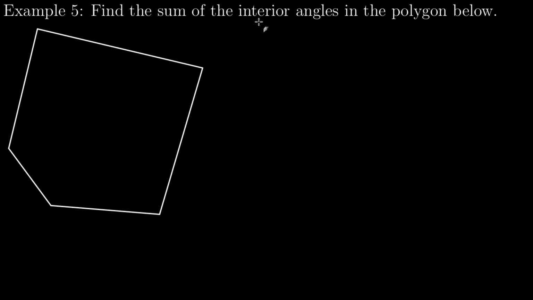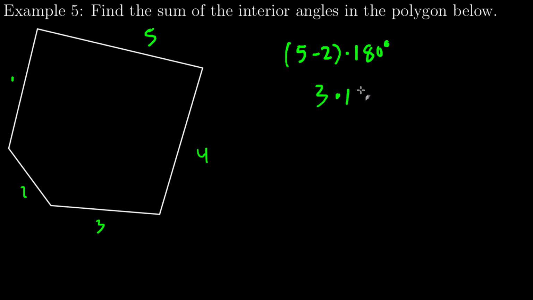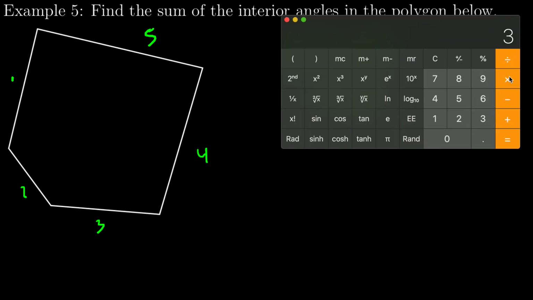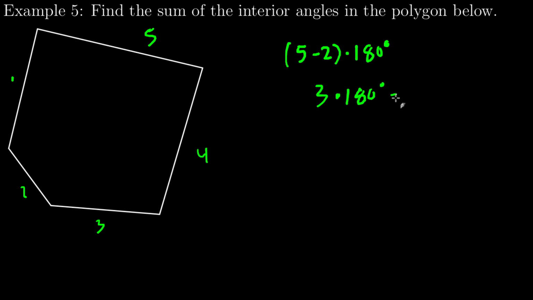Okay, find the sum of the interior angles. So let me count the number of sides. I have 1, 2, 3, 4, 5 sides, meaning that my formula, n minus 2, I'll have 5 minus 2 times 180 degrees. 5 minus 2 is 3. 3 times 180 degrees, I know I did it before, I'll just do it again. So 3 times 180 gives me 540. And that's my answer there.